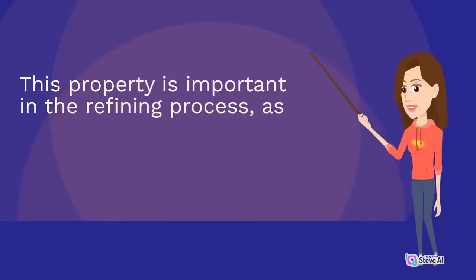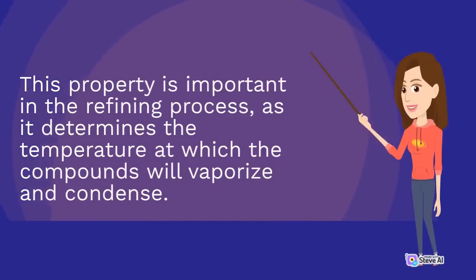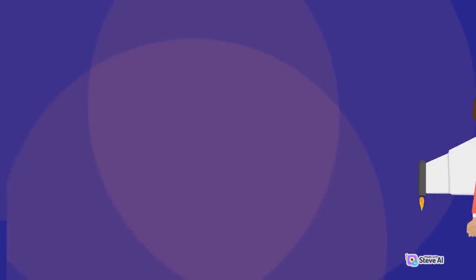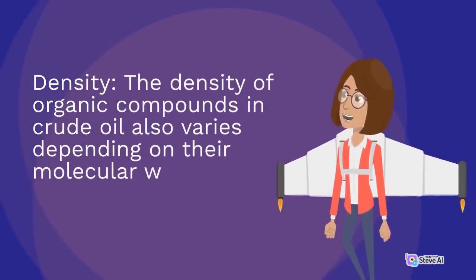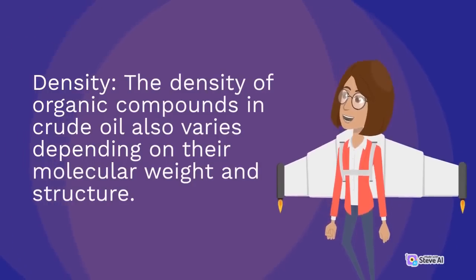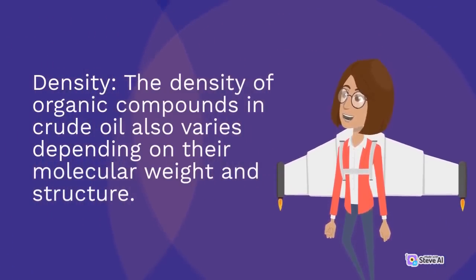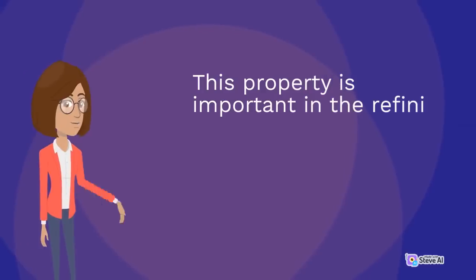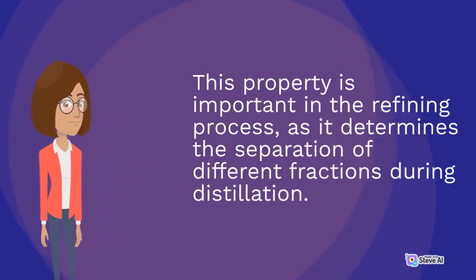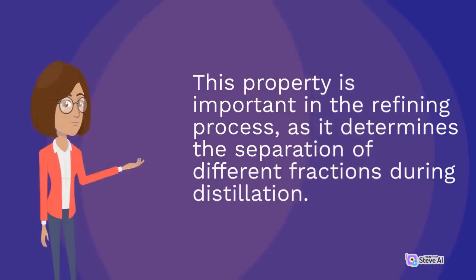This property is important in the refining process, as it determines the temperature at which the compounds will vaporize and condense. Density. The density of organic compounds in crude oil also varies depending on their molecular weight and structure. This property is important in the refining process, as it determines the separation of different fractions during distillation.